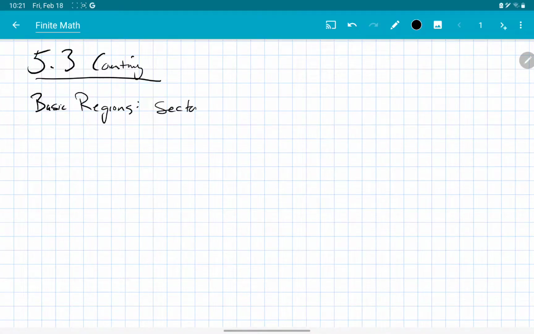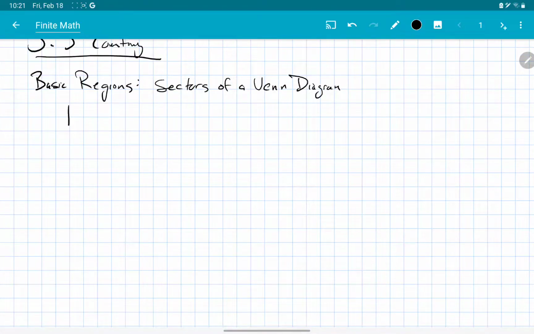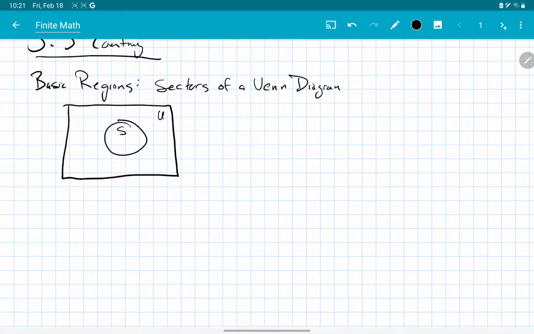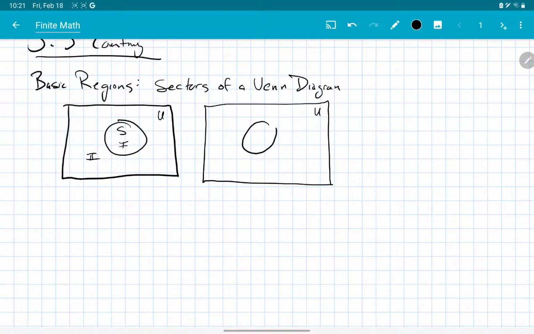They are the sectors of a Venn diagram, the various components. So if you have a very simple Venn diagram where we have one set and the universe, we would call this sector 1 and this sector 2. If you have a more complicated Venn diagram where we have two sets, we'll call this sector in here 1, this one 2, this one 3, and this one 4. Right? So there's 4 different sectors.